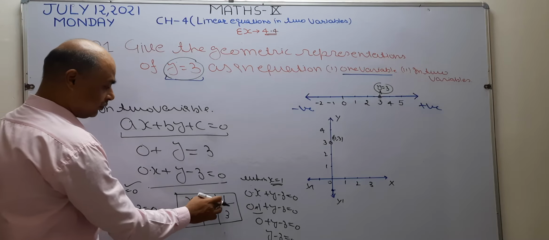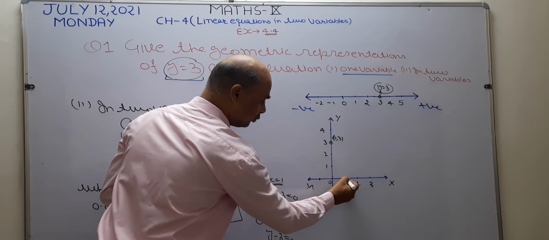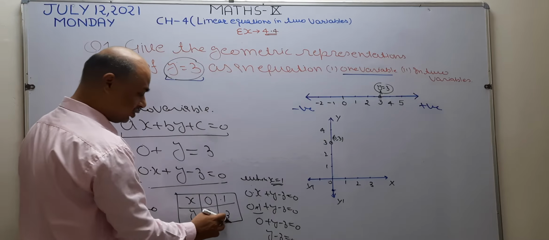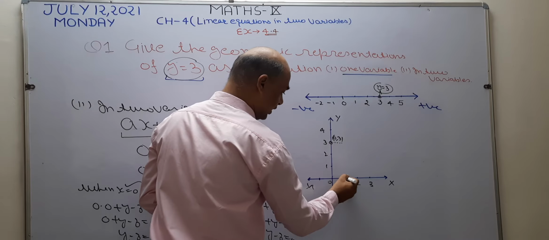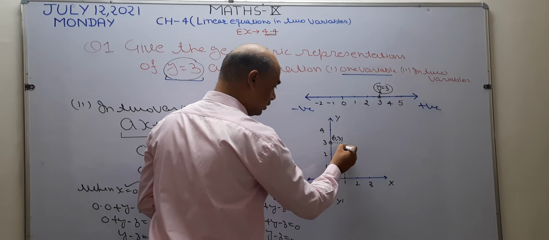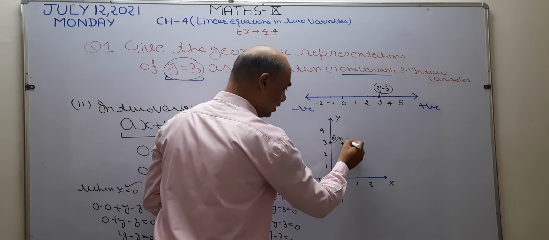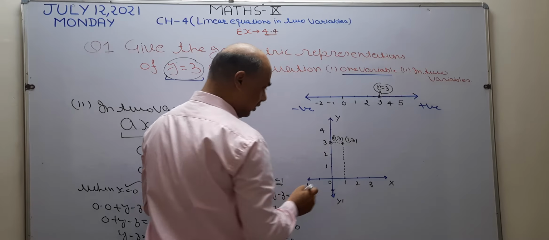Now x value is 1. Where is x value 1? Here. At this point x value is 1, and the y value is the same. Y value is 3. So I want to represent this value like this. This is the second point, and this is represented by 1 and 3.